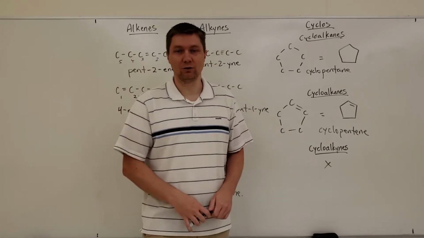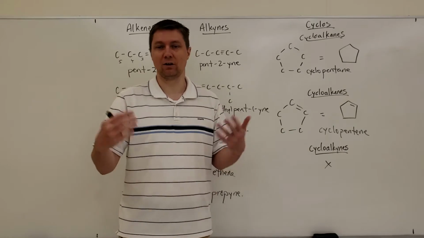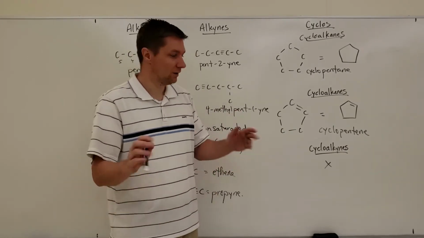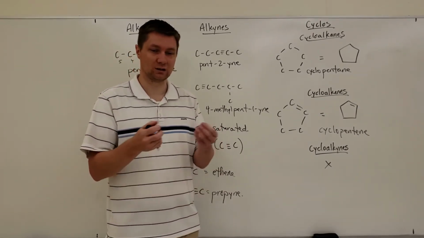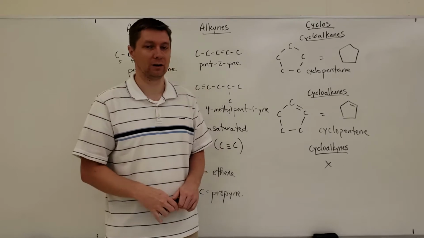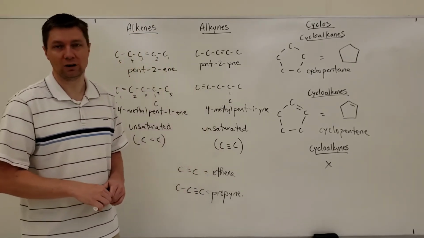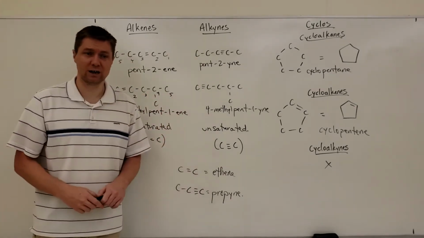Cycloalkynes, we just don't talk about those. They're really hard to make if they even are made at all. So for Chem 30, just say they don't exist, and we don't bother with those. There's no such thing as a cyclo compound with a triple bond in it. It's too hard, puts too much stress on the molecule, and it can't hold. So that's the naming rules for these guys.